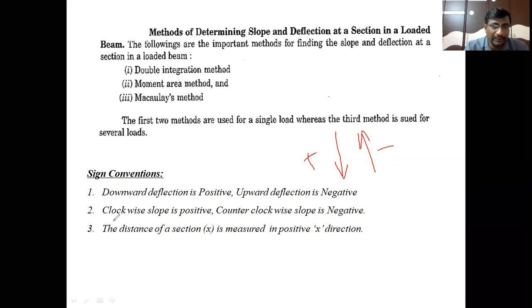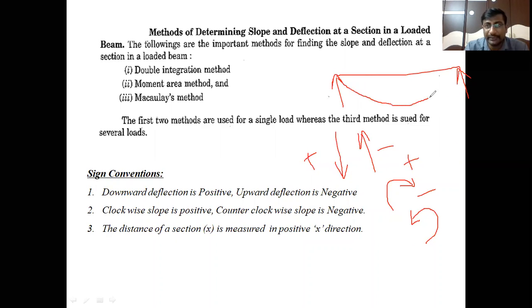Next, the second one: clockwise slope is positive, counterclockwise slope is negative. A clockwise slope is positive. A counterclockwise, or anticlockwise, slope is negative. What is counterclockwise? Again I will explain with a simply supported beam. After bending, the beam is like this. For example, if we want to find the slope at this particular point, draw a tangent at that point. This tangent makes an angle theta with the horizontal position, or if we draw the theta at this place.